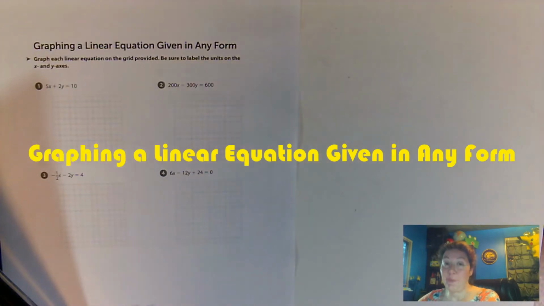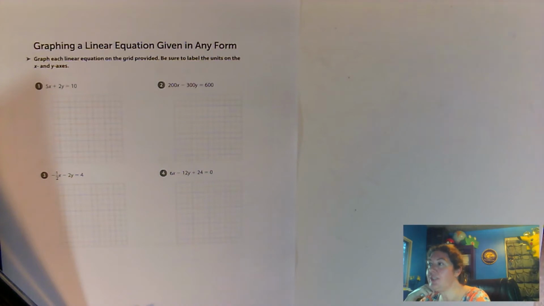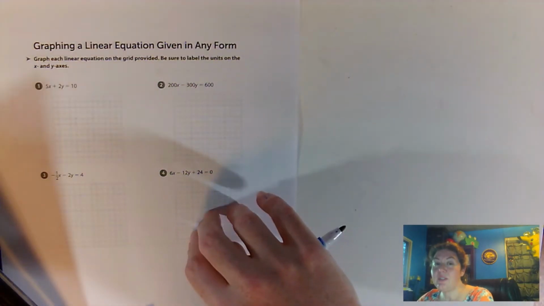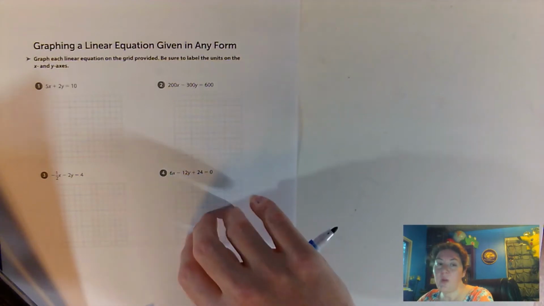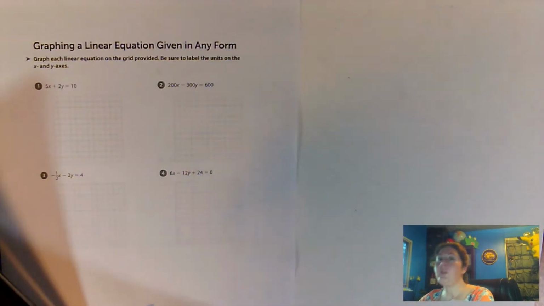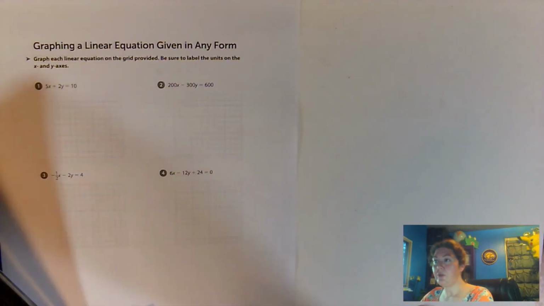Alright, now we're moving on to page 3 of your week 2 packet. This is the sheet that you have, graphing a linear equation given any form. I'm going to be honest with you, this is where it gets real. We spent a whole lot of time doing this in class, but I know it's been a while, and I know this was some of the harder stuff that we did. So I'm going to spend a minute going over to review.